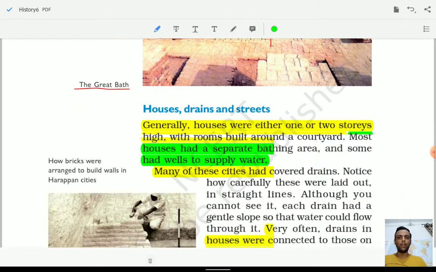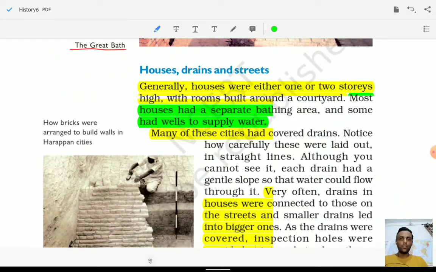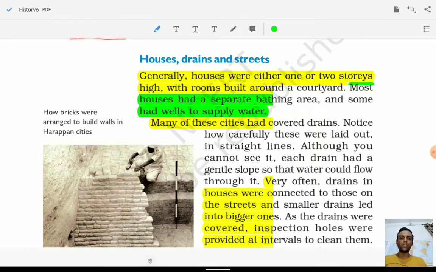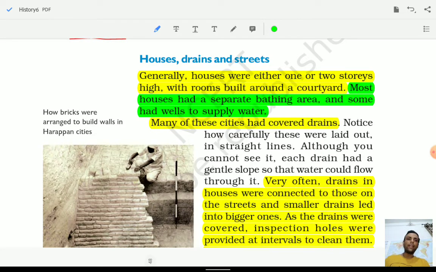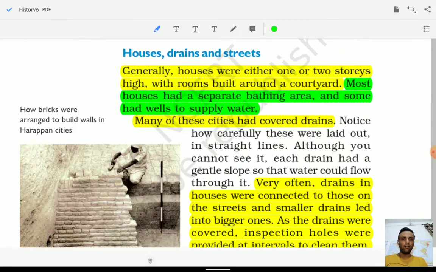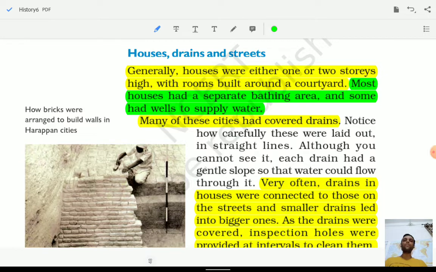Let us look at something apart from this. Now it is talking about the houses, what type of houses there were, and the drains, and how the streets were. Let us do a simple reading, and then we will try to understand if there is any complexity. Houses were either one or two stories. So they had also mastered the art of making houses. They were not only building one-story houses, but also two stories high, right?